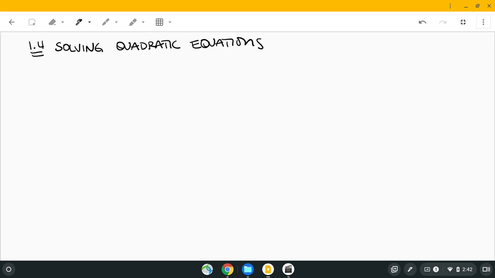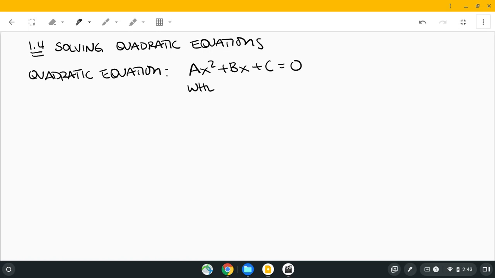But before we do that, let's just make sure we understand what a quadratic equation is. Okay, so it has the form ax squared plus bx plus c equals 0, where a, b, and c are real numbers, and a is not 0. Okay, so let me write that down here. Where a, b, c are real numbers, as opposed to imaginary.